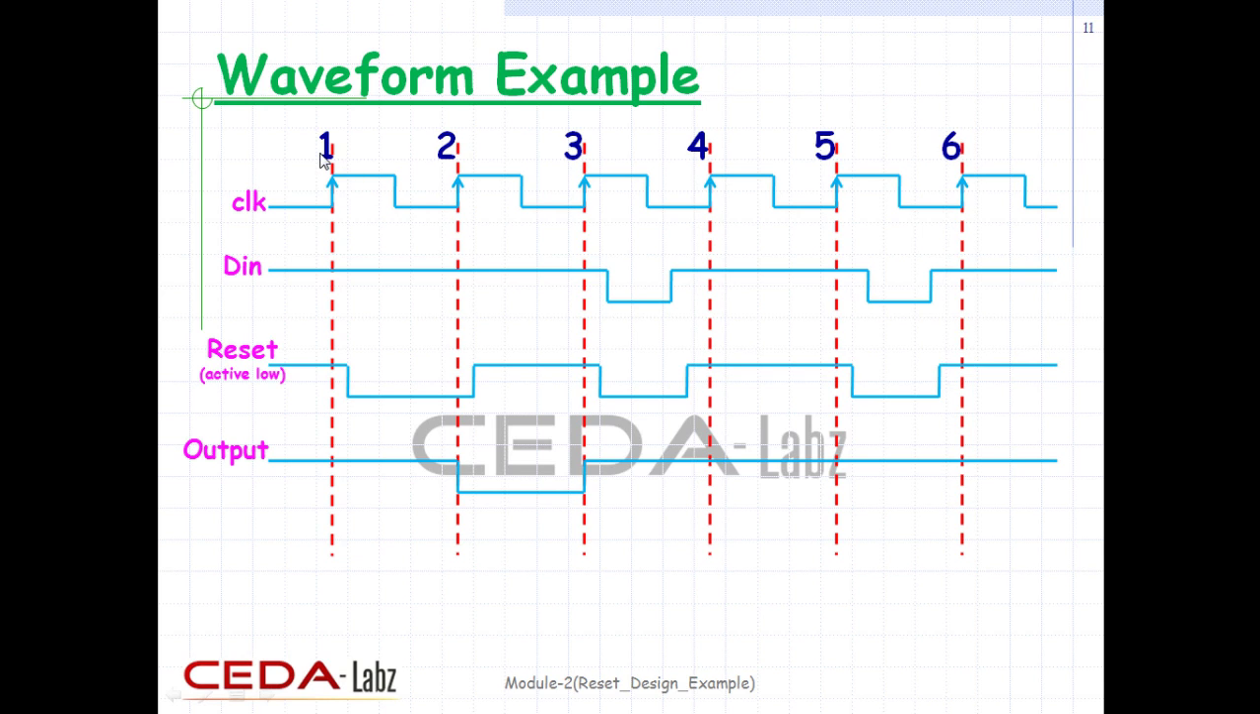On the first edge of clock, reset is not yet active, so output will be same as D. On the second edge of clock, reset is low, so priority will be given to reset and output will become 0. At the third edge, reset is high, so output will now follow the clock and will be high as D is high. Same is the case at the fourth, fifth and sixth edge.